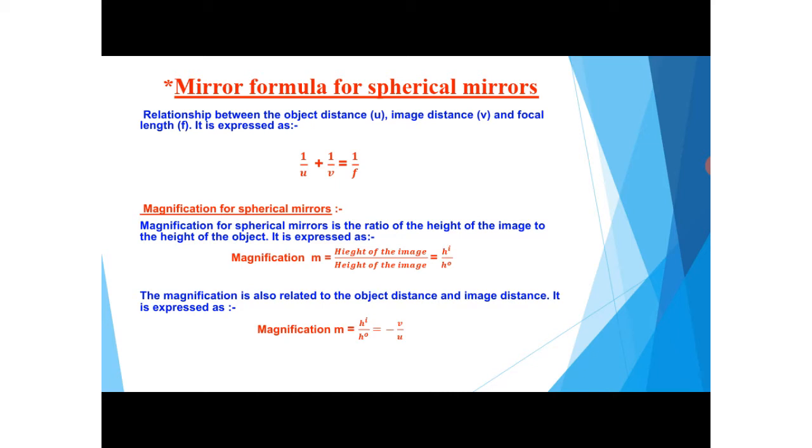So till this topic we have covered the reflection of light, whether by the plane mirror or the spherical mirror, concave or convex. Then we derived the sign conventions for solving numerical problems based on the mirror formula and the magnification produced by the spherical mirror. Our next topic will be the refraction of light.